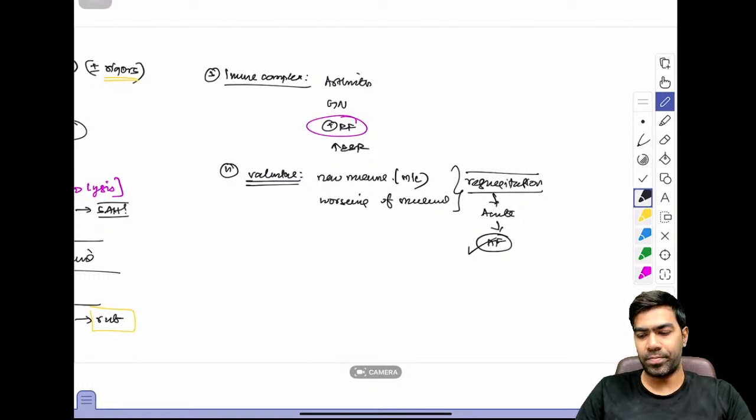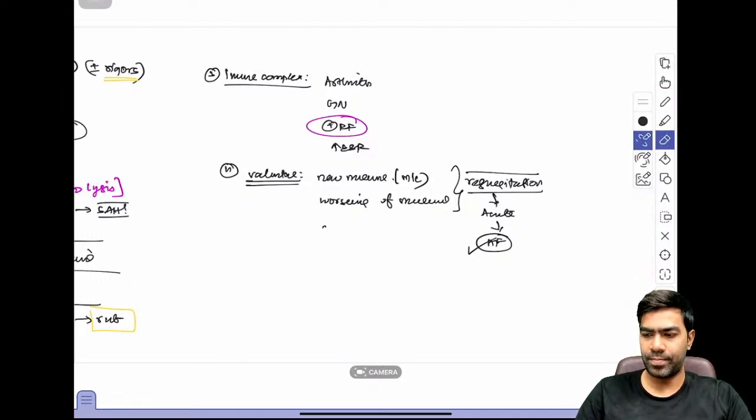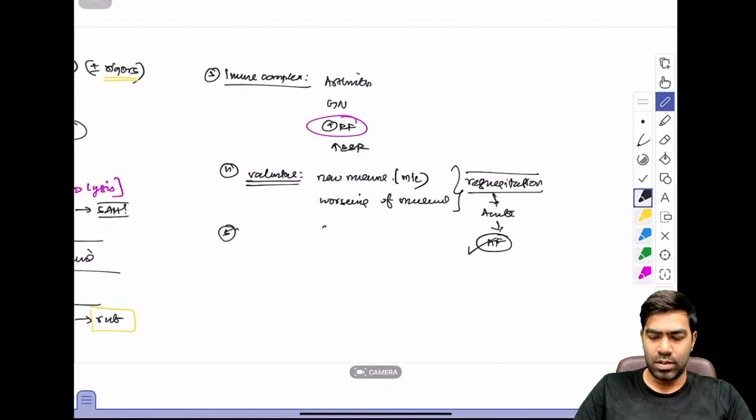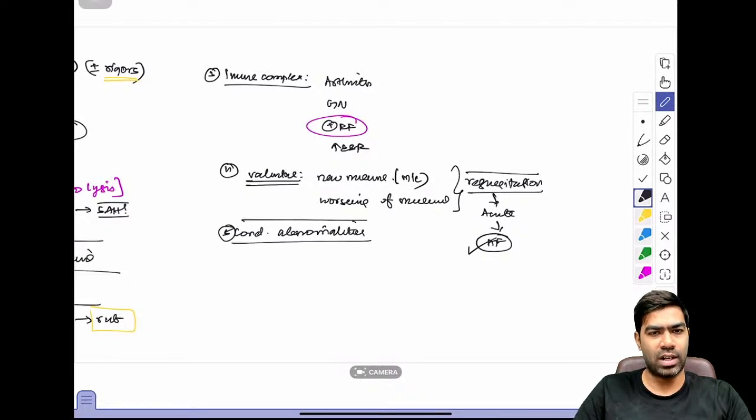Apart from that, they can develop conduction abnormalities, like prolonged PR interval, AV blocks, a lot of conduction abnormalities, because whenever there is a conduction abnormality, it indicates a perivalvular infection, probably forming an abscess or something like that.